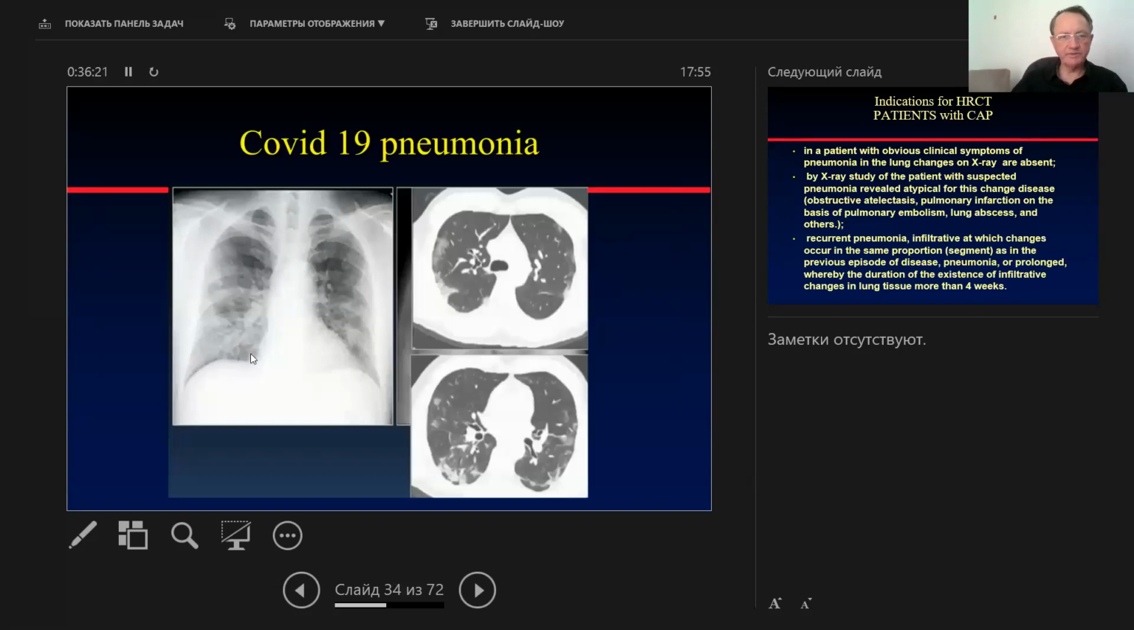And COVID-19 pneumonia, it's the signs of ground glass opacity, it's multiple, subpleural mostly, and in this cross section you can see some kinds of consolidation. Also these infiltrates, like here it's ground glass opacity, here consolidation, and some kinds of increase of reticular pattern.